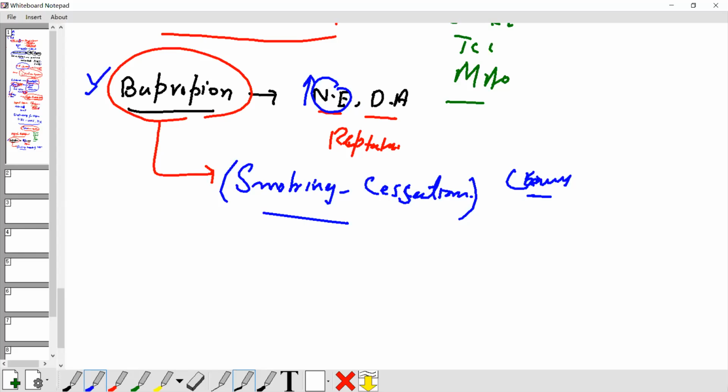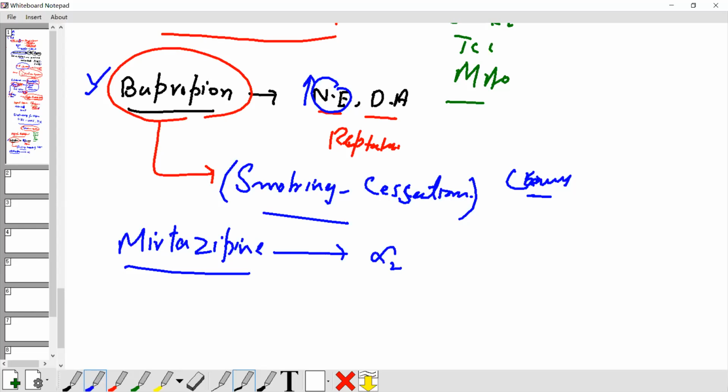Okay, second drug, mirtazapine. It also belongs to the adrenergic system. Mirtazapine, if you remember, is an alpha 2 antagonist. Clonidine is the agonist. What is the function of mirtazapine? It acts on the alpha 2 receptor here and increases release of norepinephrine.